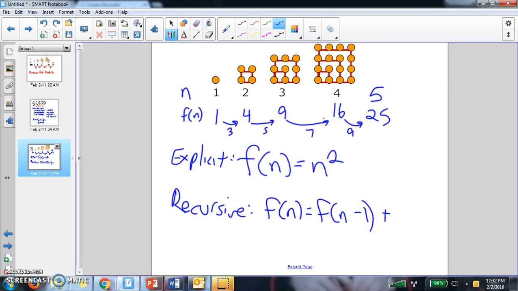So 4 minus 1 gave me a change of 3. Let's try the next one. If I doubled 3, that would be 6. 6 minus 1 would give me a change of 5. If I go to 4, 8 minus 1 would give me a change of 7. If I go to 5, 10 minus 1 would give me a change of 9. So what I'm going to be doing each time in my recursive formula is doubling my sequence number and subtracting 1 from that value.